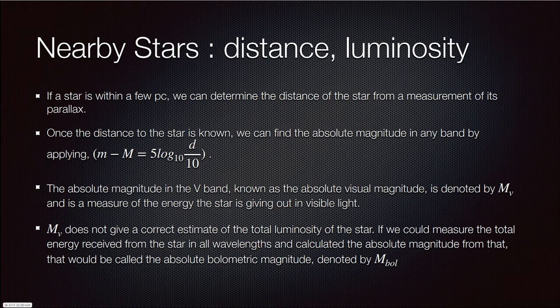If we take the example of our Sun, the Sun gives most of its energy in the form of visible light, but stars at higher temperatures give out their energy in other bands, such as ultraviolet, and cooler stars in the infrared. Hence M_V is not a complete estimate of the total luminosity of the star. So what we can do is measure all the wavelengths of the star's radiation, combine them, and then calculate the absolute magnitude from that, which is called the absolute bolometric magnitude, denoted by M subscript BOL. Next slide.